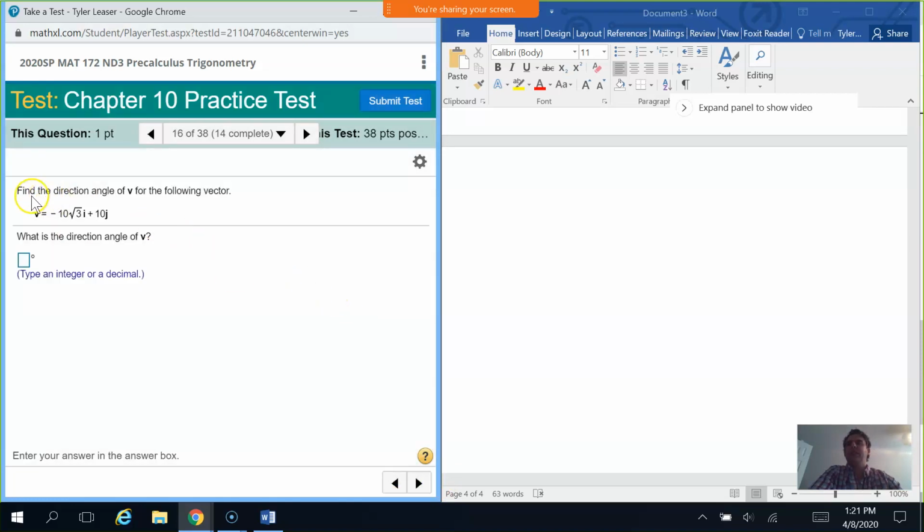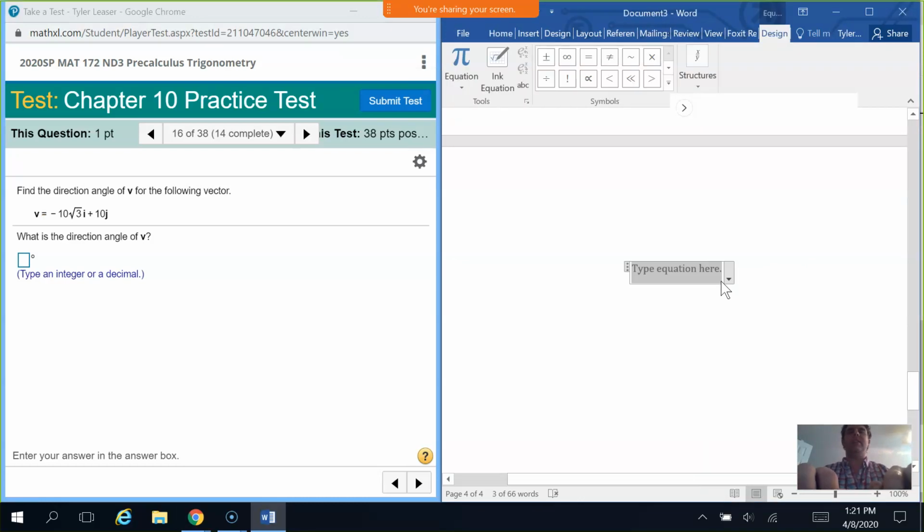Let's just do maybe one more. Find the direction angle of V for the following vector. And when it says the direction angle, it's just talking about the theta that you would get if you switch this over into the polar form. So that's coming from that formula. Tangent of theta is y divided by x.